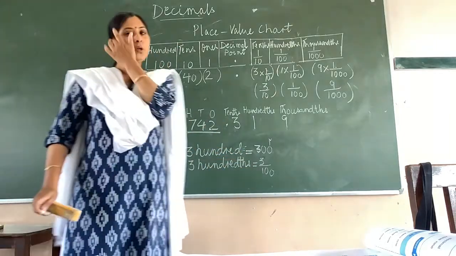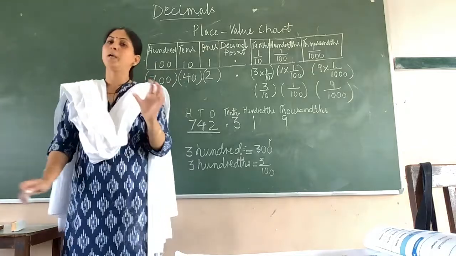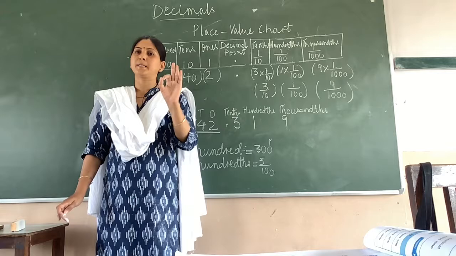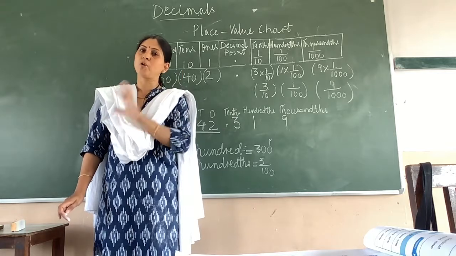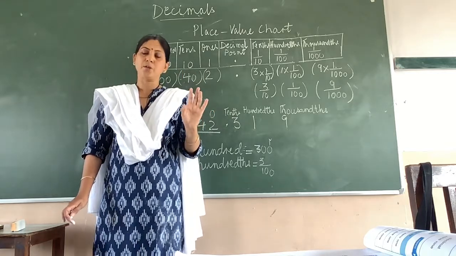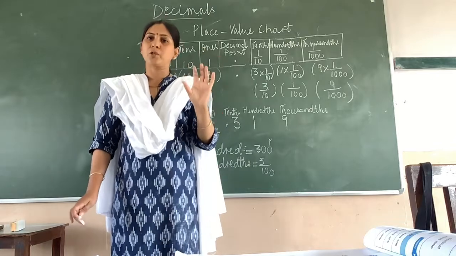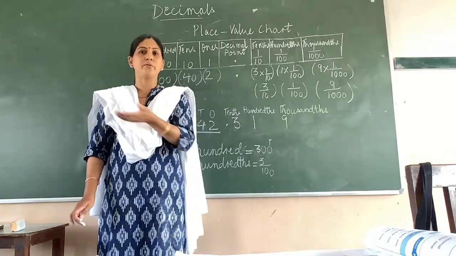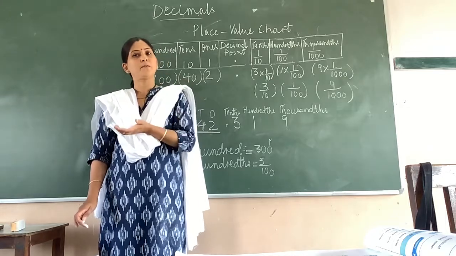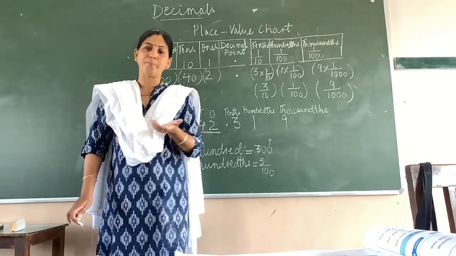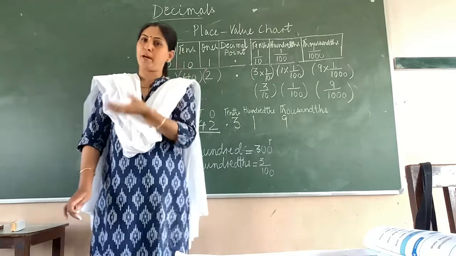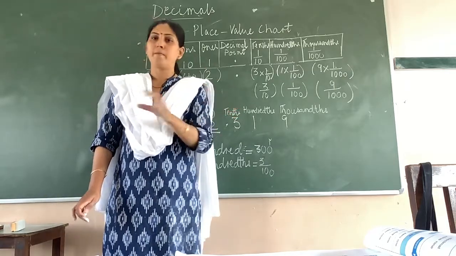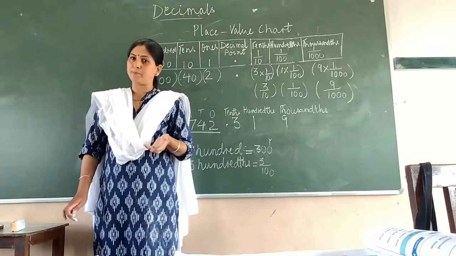So now, today you know what decimal fractions are. Fractions with denominator 10, 100, 1000 and so on are called decimal fractions. Any fraction can be written in decimal form. We will learn later in the chapter how to convert a fraction into decimal, and how to convert a decimal into fraction.